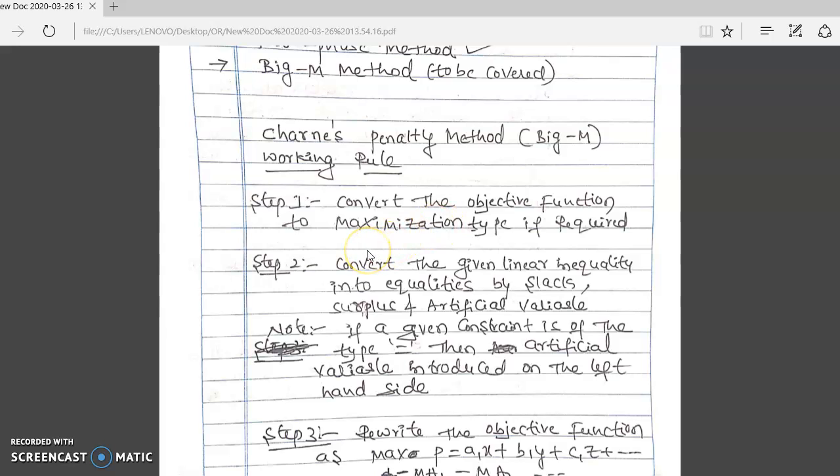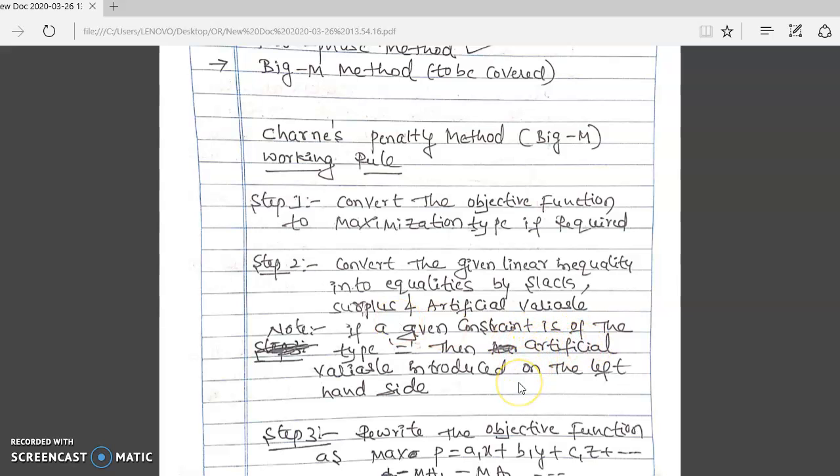Second step, convert all the inequalities into equalities. Like if it is less than, we require a slack variable. If it is greater than, that time we require a surplus variable and an artificial variable. And in this we'll see one more type of constraint. There is no less than, no greater than, only equal is there. That time you just require an artificial variable.